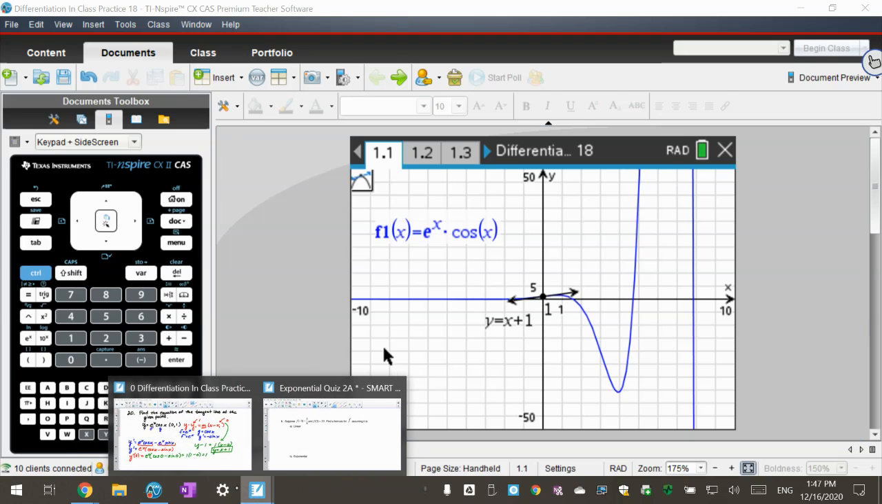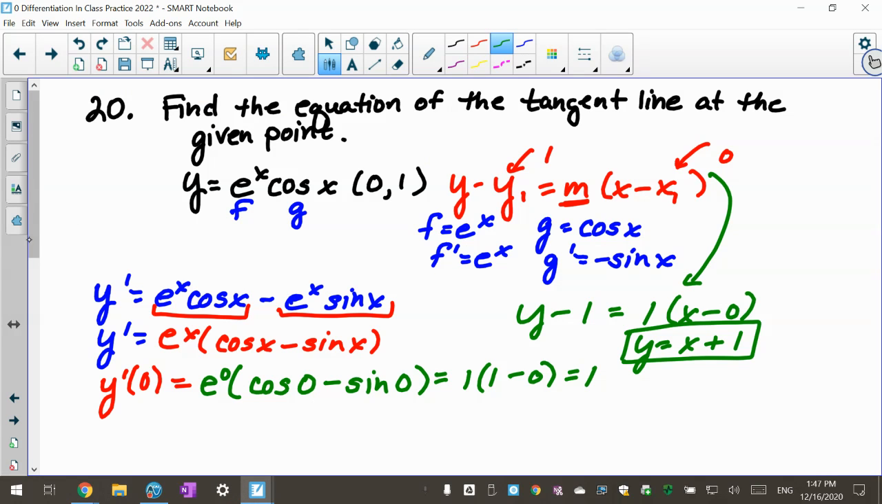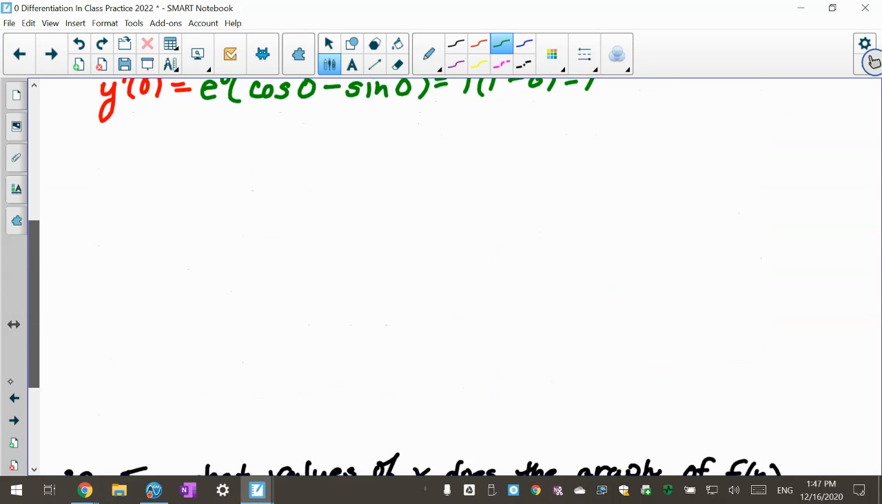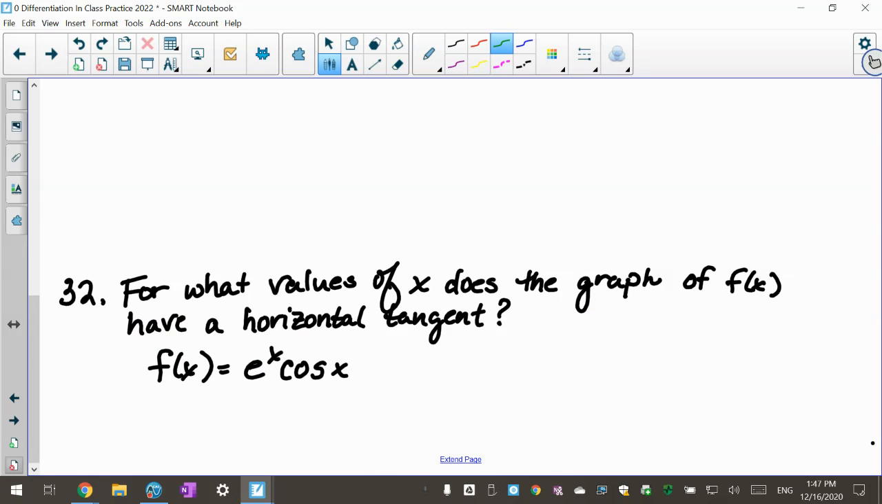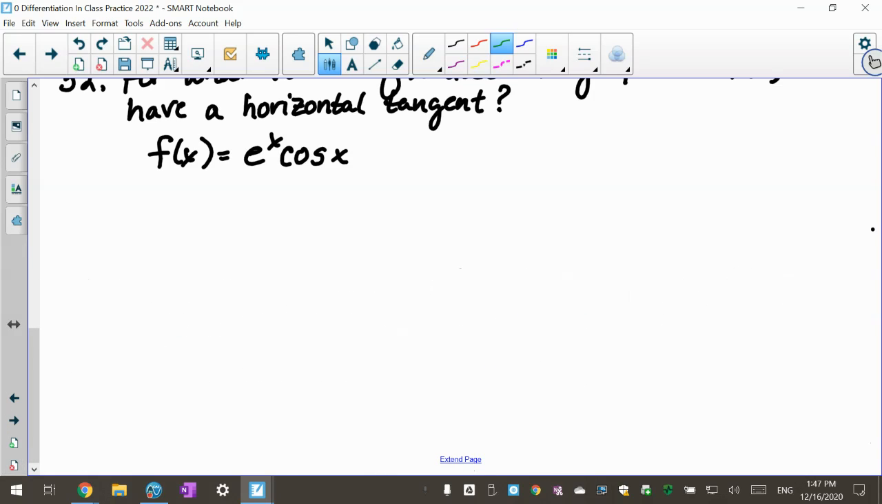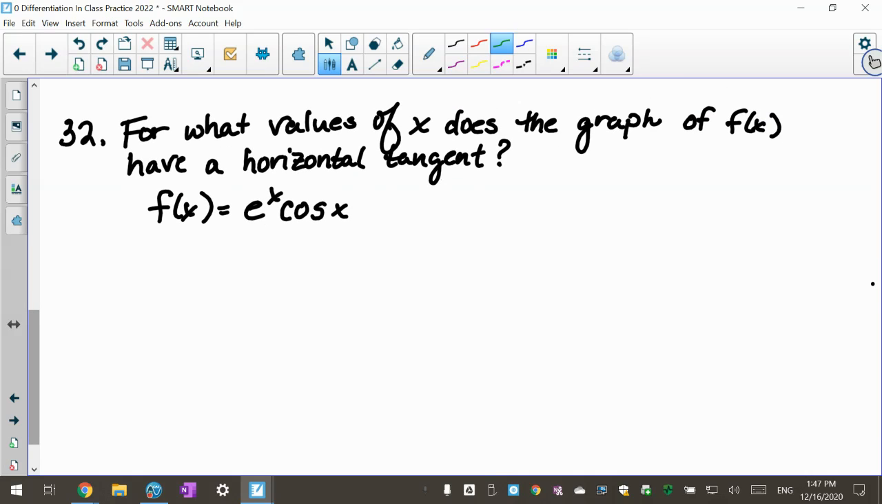All right, let's look at the next one we want to do. At the bottom of this same page, I know it's blank on yours, I want you to write number 32, because it's one of the practice problems in this same section, and it will help you. And this is what it is: for what values of x does the graph of f of x have a horizontal tangent? The first thing I do is, okay, horizontal tangent lines look like this. And I know it's y equals something. Y equals a number, okay?